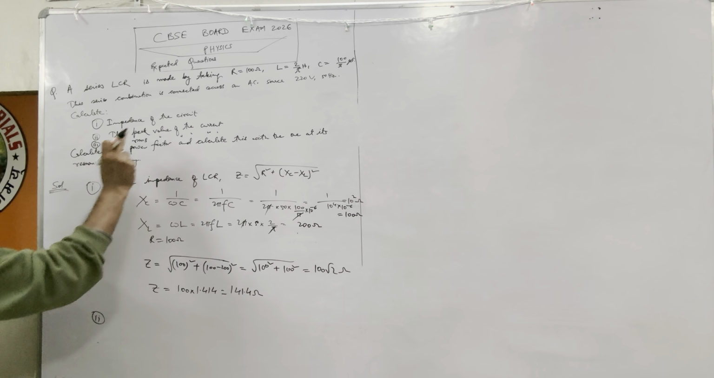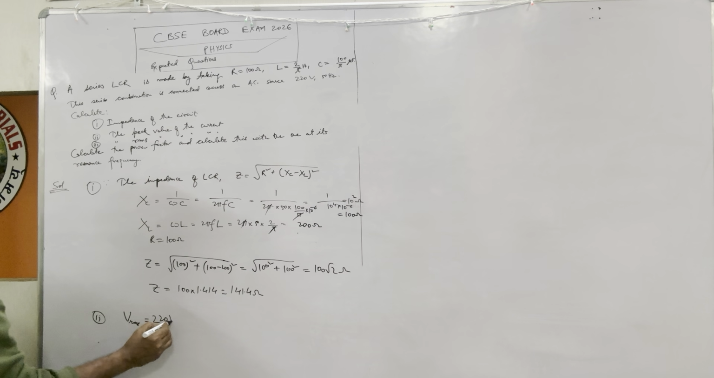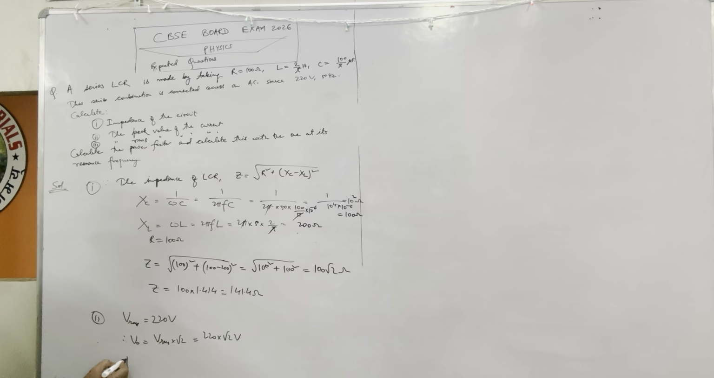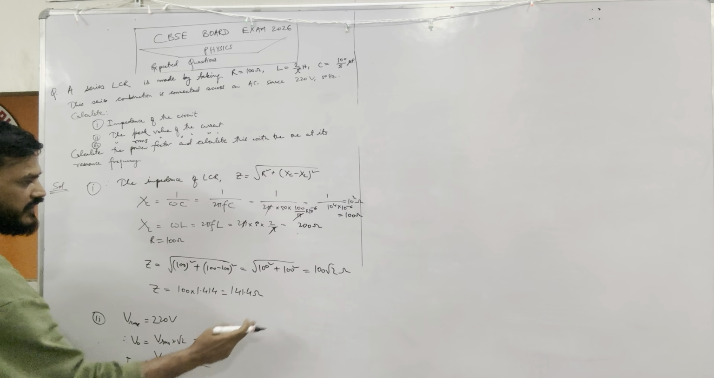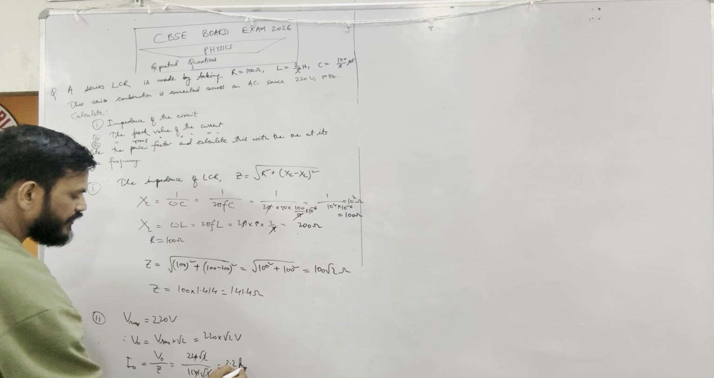Now you see the EMF is of 220 volts. So your VRMS is 220 volt. So what is V naught? VRMS into root 2. So it will be 220 into root 2 volt. So I naught will be V naught by Z. So V naught is 220 into root 2, and your Z is 100 root 2. Root 2 gets cancelled. You have 2.2 ampere.